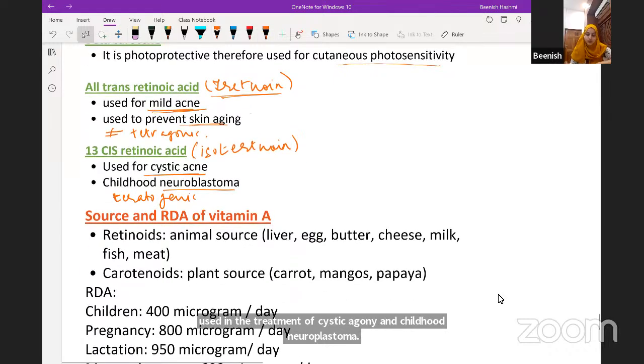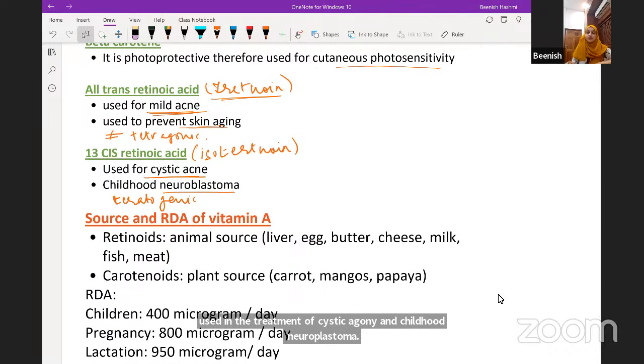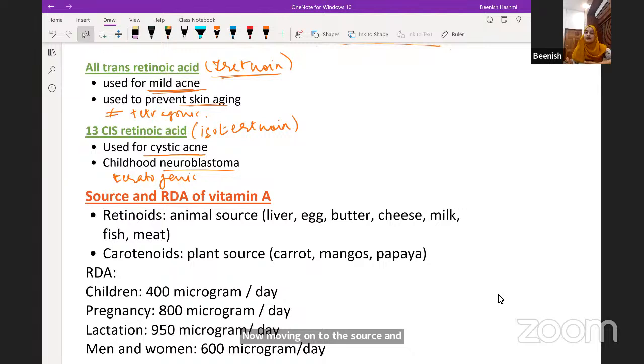Now, moving on to the source and RDA of vitamin A, that is the required daily allowance and how much of it you can have. Sources we've already discussed. Once again, let's have a look. Retinoids you get from animal sources like liver, egg, butter, cheese, milk, fish, meat, and carotenoids are derived from plant sources. Carrot being the richest source of beta carotene.